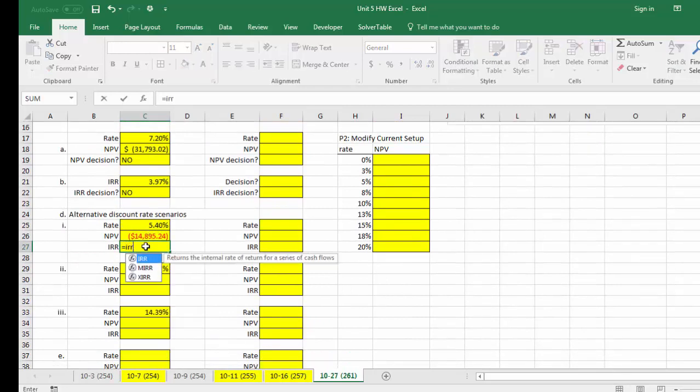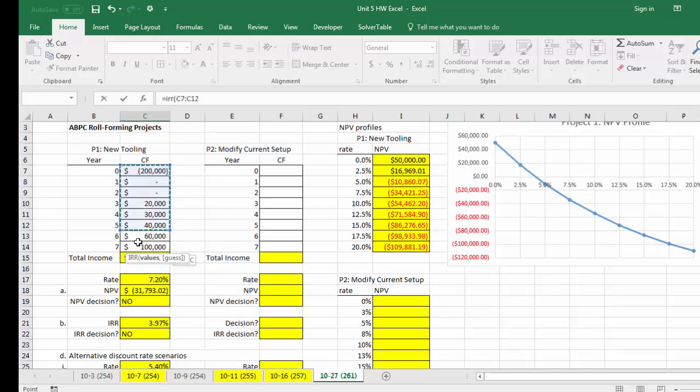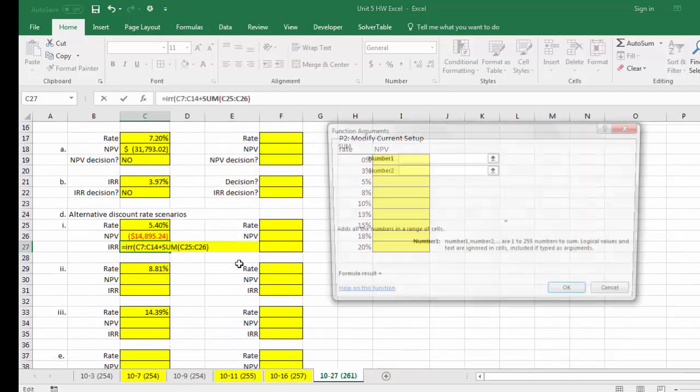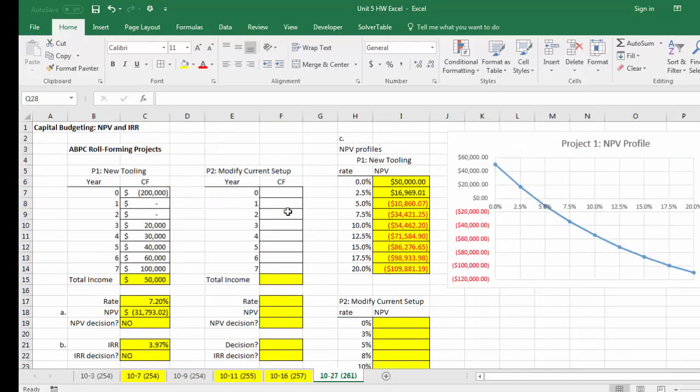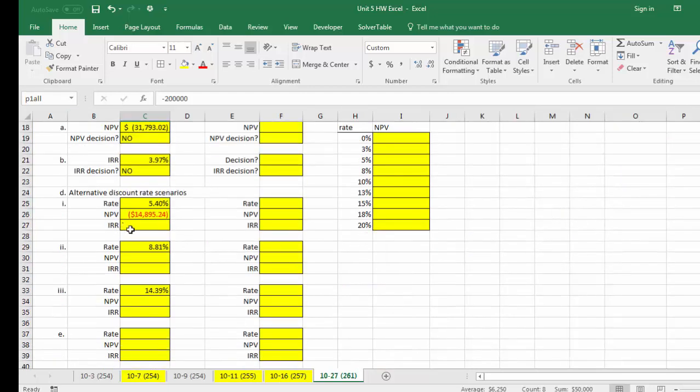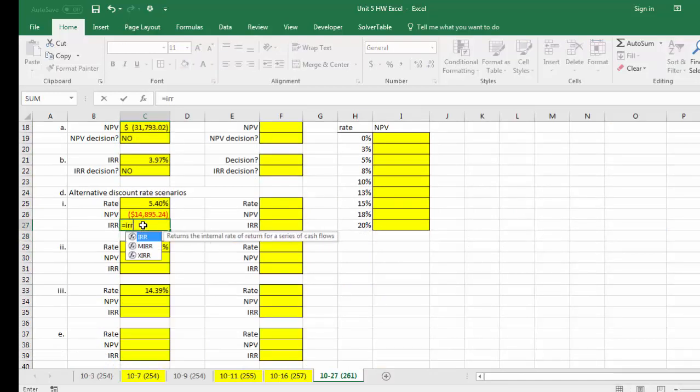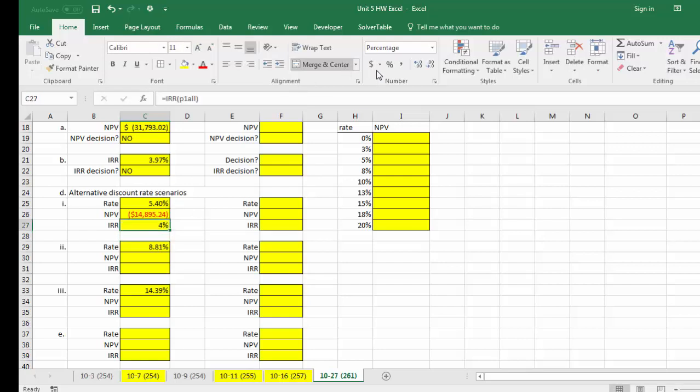And let's run the IRR as well. The values are, it's not project one cash flows, it's all of this. So I could name that range if I wanted to. Let's do that. Let's name the whole range, including the initial outlay, and let's call that project one P1 all. And then I can use that in my IRR function just to make things a little more efficient down here. So now I can do this equals IRR. Values is P1 all. And my guess is, I don't think I need one. There we go, 4%.